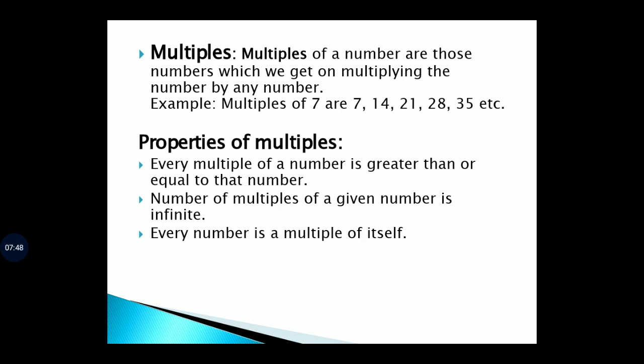Next one, every number is a multiple of itself. As you can see, every number can be multiplied by 1 and get the number itself. So here 7 itself is a multiple of 7. Hence we can say that every number is a multiple of itself.